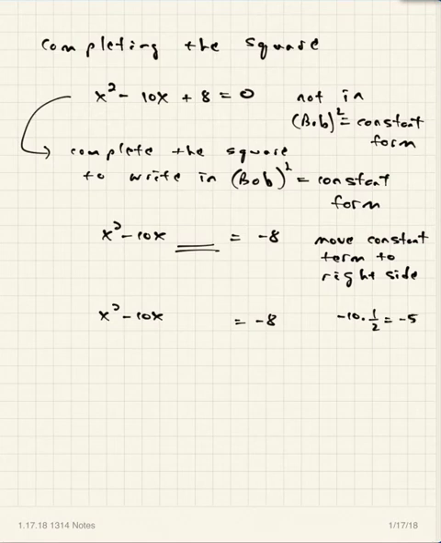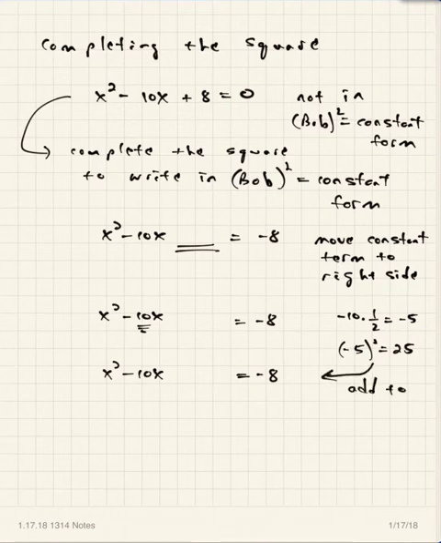So you always multiply it by 1/2. But then you do something else. You take that result and you square it. So you take the middle coefficient, in this case the -10, you multiply it by 1/2, and then you square it. And that is the constant that you will add to both sides of the equation.